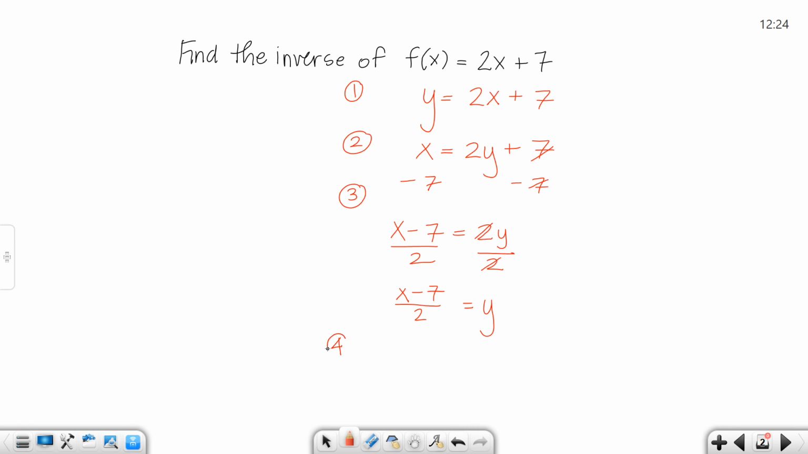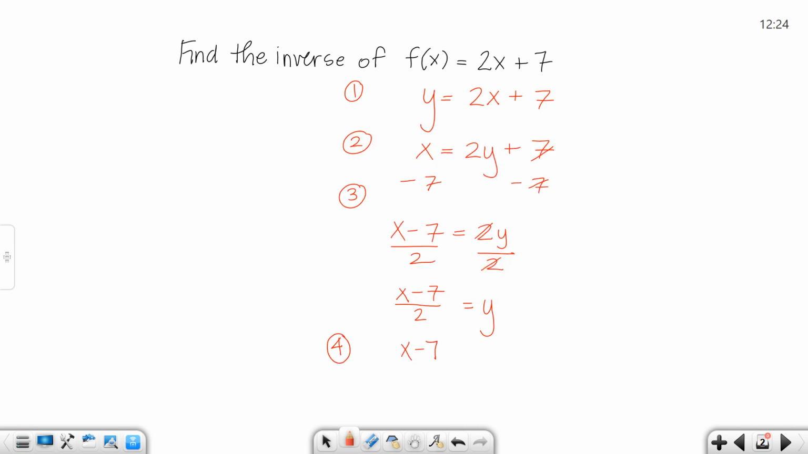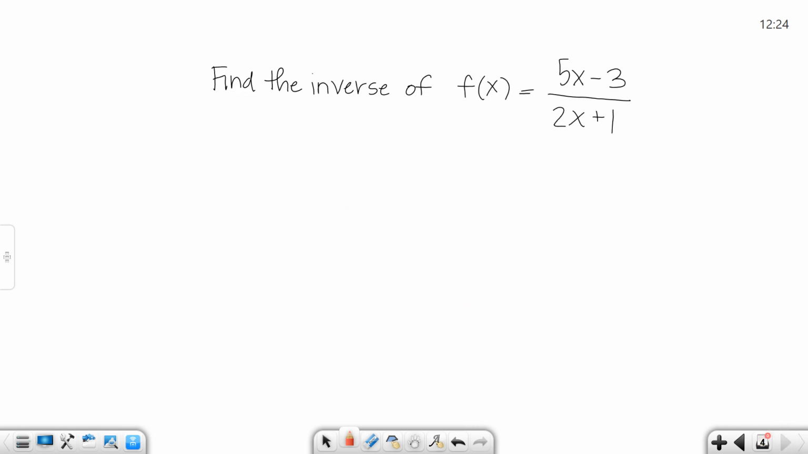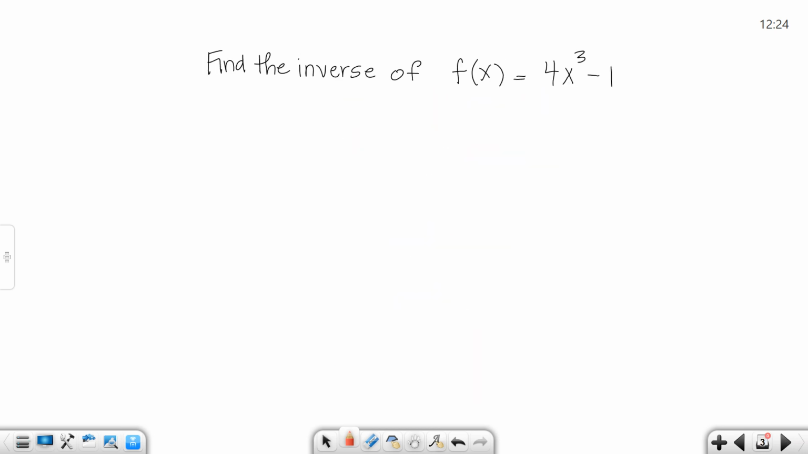So your last step, once you get the y all by itself, is you're going to replace y with f inverse of x. So your inverse for this function is x minus 7 all divided by 2. They get a little bit tougher. Okay, here's our next one.